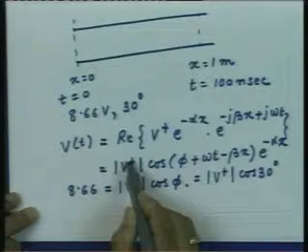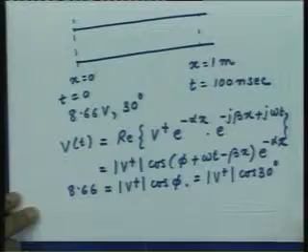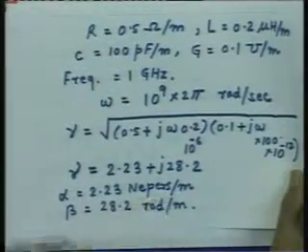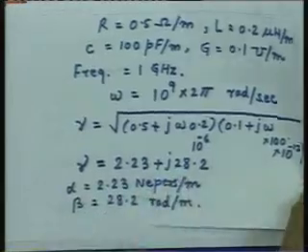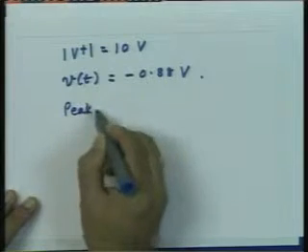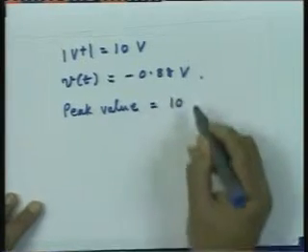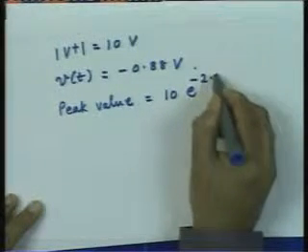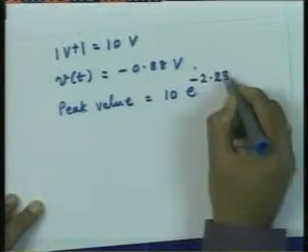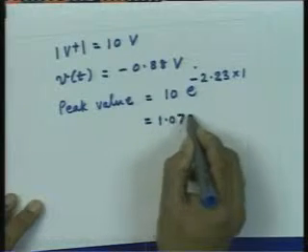The peak voltage at this location would be the value of V plus multiplied by e to the power minus alpha x. Since alpha is given as 2.23 Nepers per meter, I can substitute alpha and x equal to 1 meter, and get the peak value of the voltage at this location: 10 times e to the power minus 2.23 times 1, which is equal to 1.075 volts.